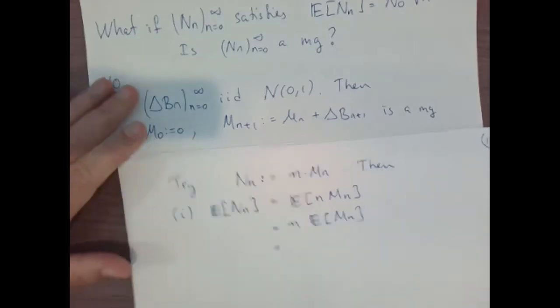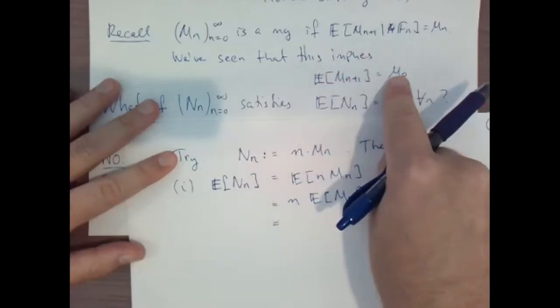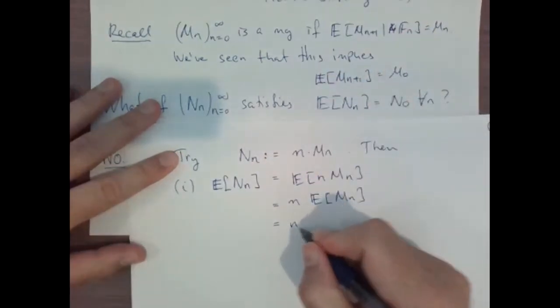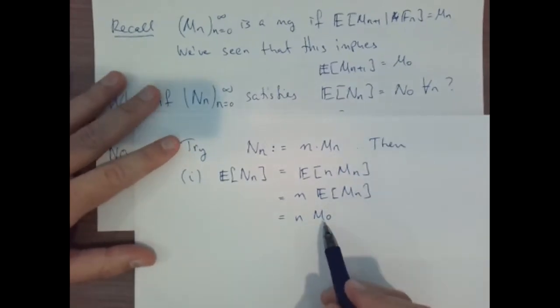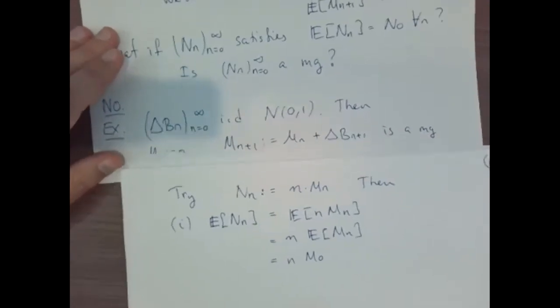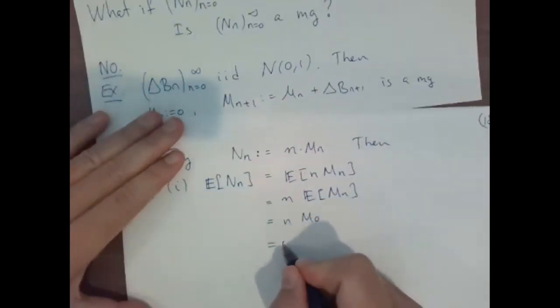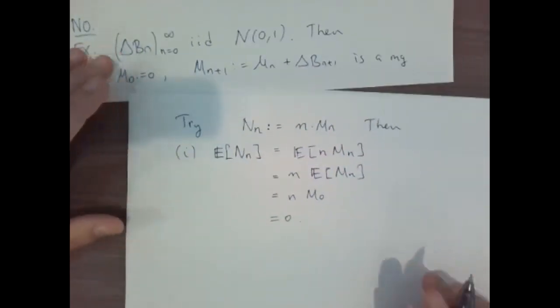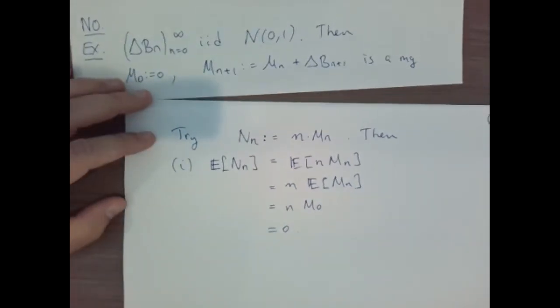Mn was given to be a martingale, so we have the implication: given a martingale, I know that it has the expectation property. That is, the expectation at later times is just equal to the initial point, and the initial point was 0. Right, so this is equal to 0. So we have a stochastic process, and it has this property that it has constant expectation over time.